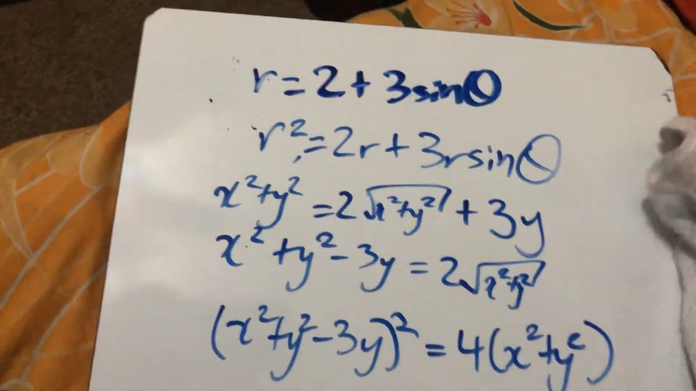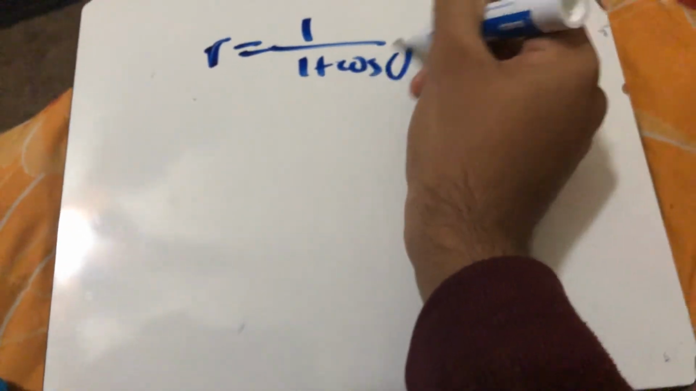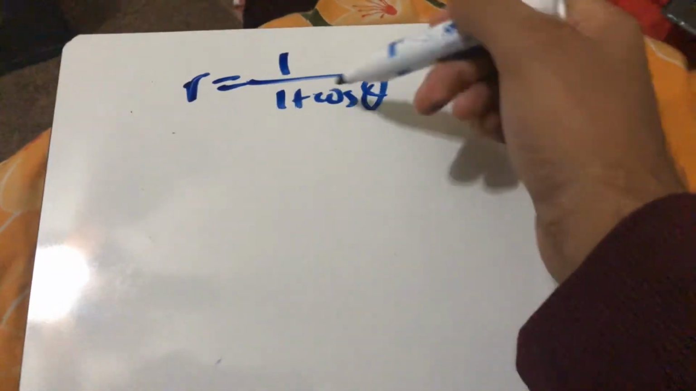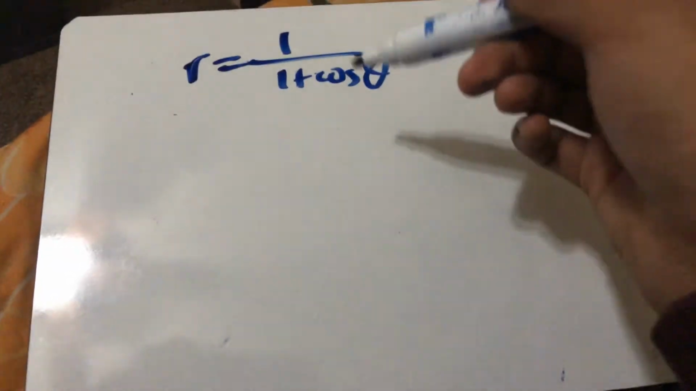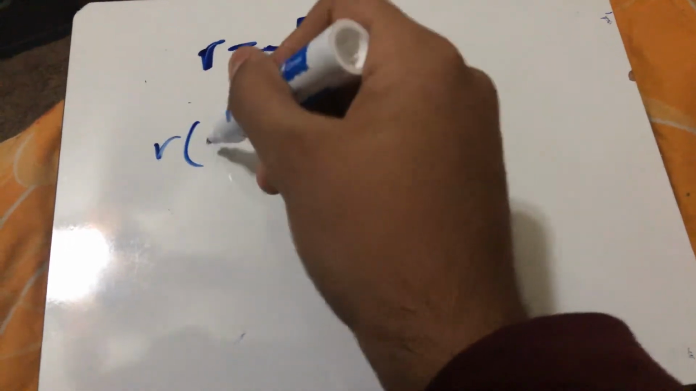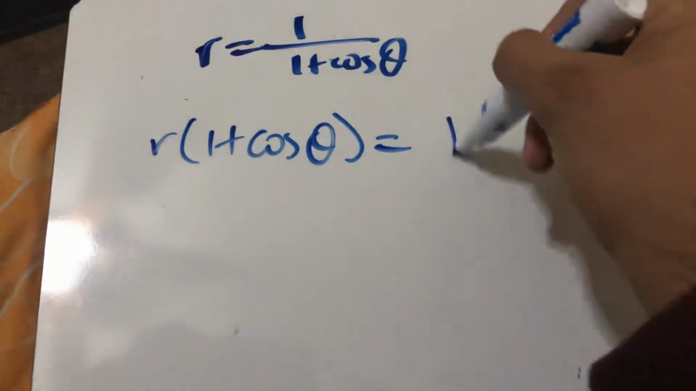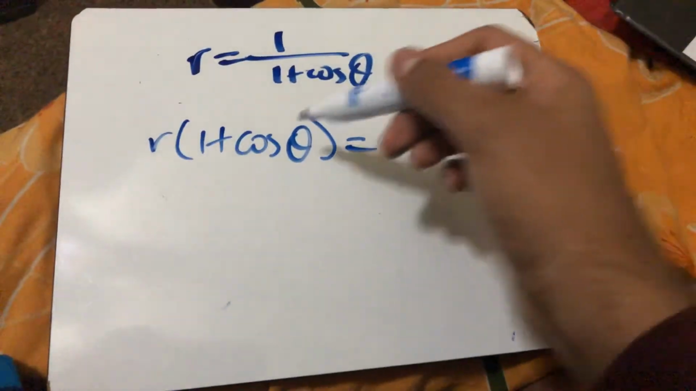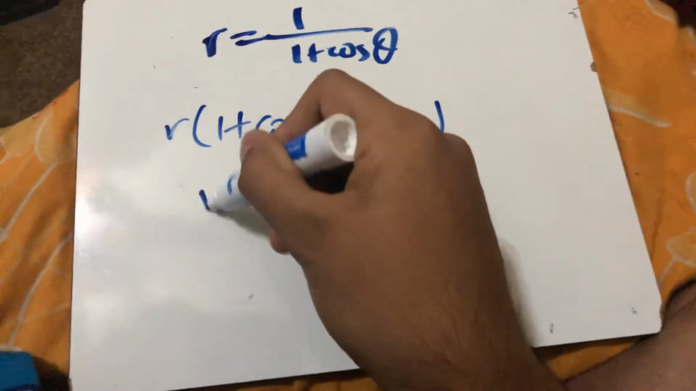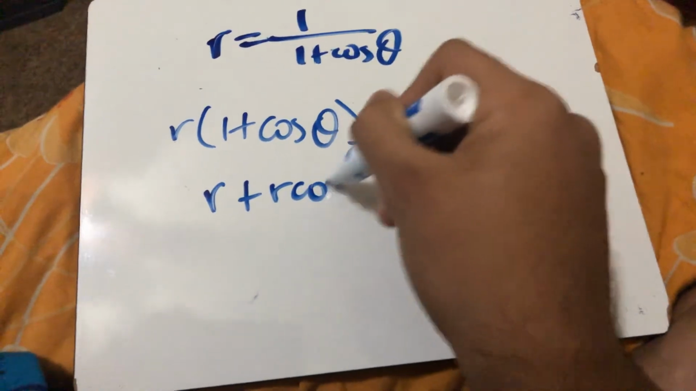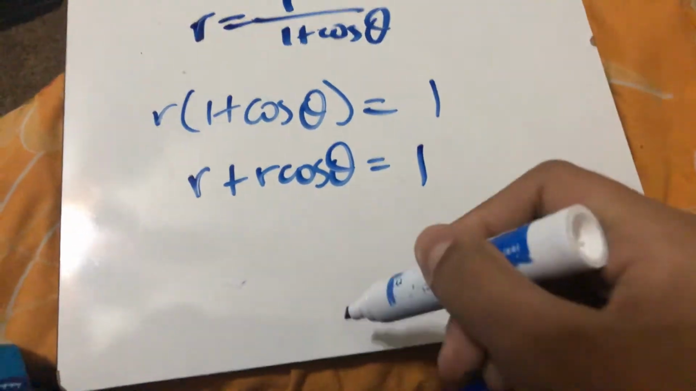And then finally, let's look at the last one, number 60. r is equal to 1 over 1 plus cos theta. Well, immediately what I want to do to get rid of this fraction is multiply both sides by 1 plus cos theta. I'm writing it out completely so that you can follow along, but that'll be r plus r cos theta equals 1.